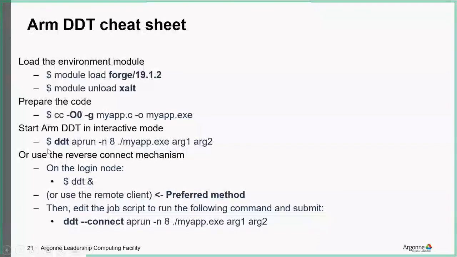You can start it interactively: just ddt --app run your command. I prefer that everyone use a remote client, for which you're required to use --connect, which is what I have shown. If you do not want to do that, you can always SSH with X forwarding to the Theta node, and just type ddt with an ampersand on the login node. That works just the same way, provided that you have a really fast network connection.